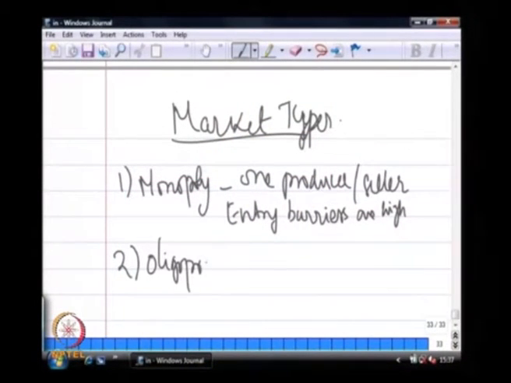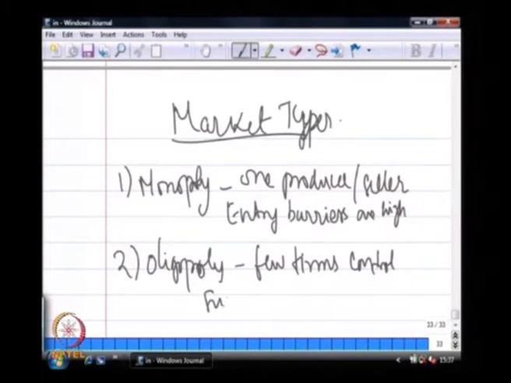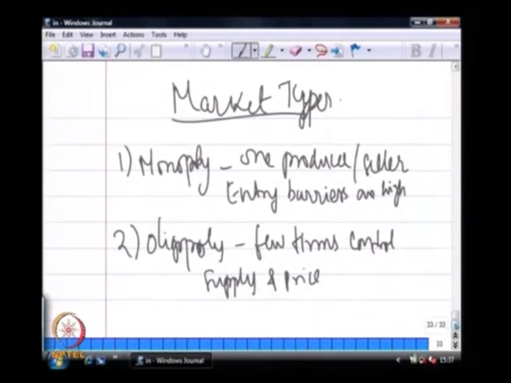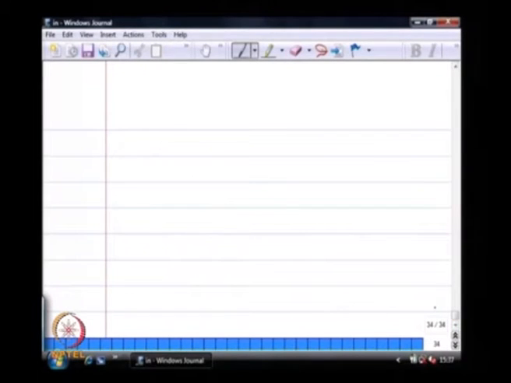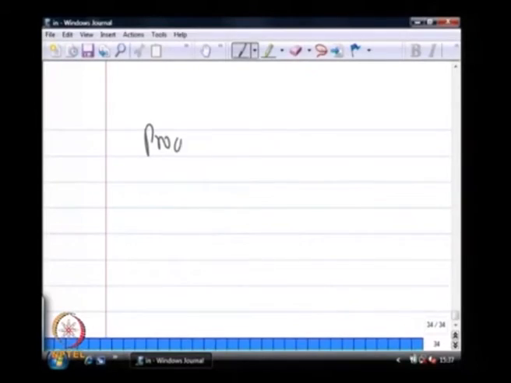The next type of market is an oligopoly, in which a few firms, a handful of firms, control supply, and by controlling supply they also control the price of the product. There would be no differences in the products. In an oligopoly you would find that the products are almost identical, and there is a lot of interdependence between the players in the oligopolistic market.